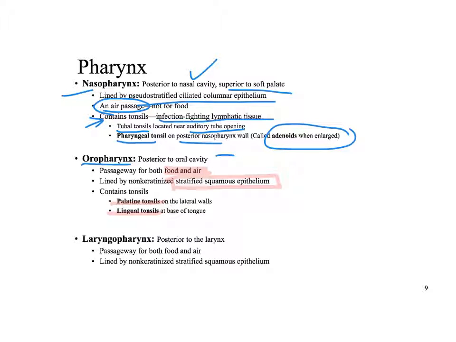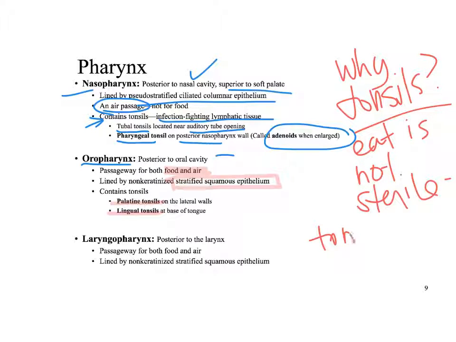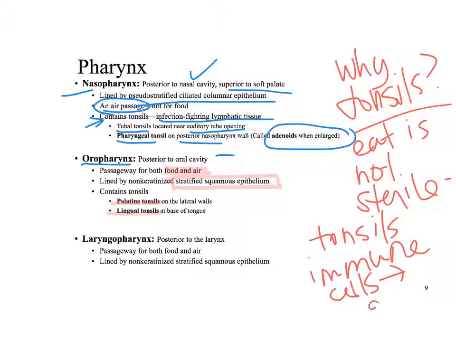Okay, so now why are tonsils important? Okay, so what we eat is not sterile. So the tonsils, they have immune cells, so lots of white blood cells in there, and they're going to destroy pathogens that come in. So it makes sense, right?